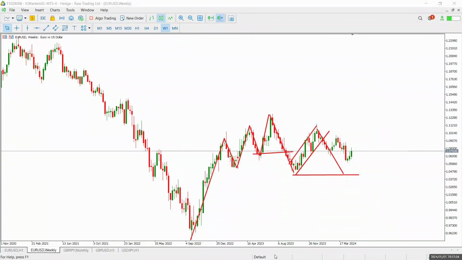Okay, so my job will be to go and look for a break of the bullish structure that took price to 61.8 and sell down to the 100.0 at this point. So we'll take this bullish movement to the daily time frame.